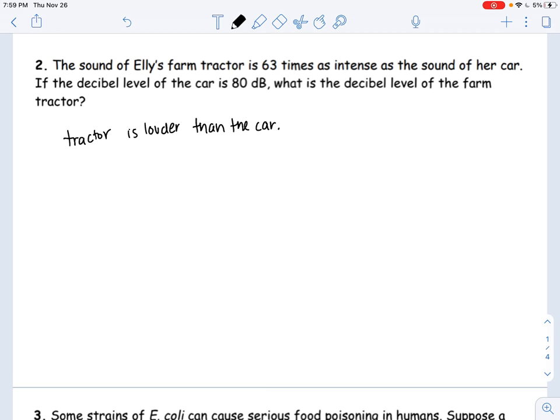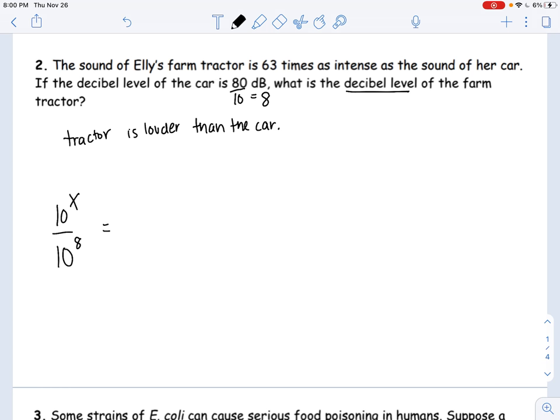We don't know what the decibel level of the tractor is, so we're going to have that at the very top of the fraction. We're going to go 10 to the power of x, because all sound and earthquakes can always be written as 10 to the power of x, divided by 10 to the power of the car. So the car decibel, we're always going to divide our decibels by 10, so that's actually going to equal 10 to the power of 8. So always with decibels, you divide by 10 to get the powers.